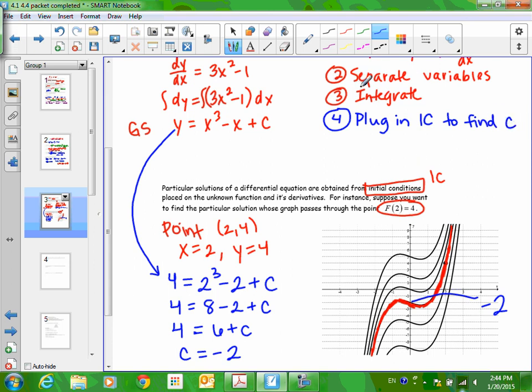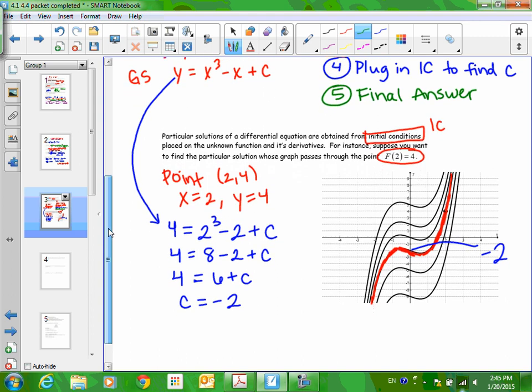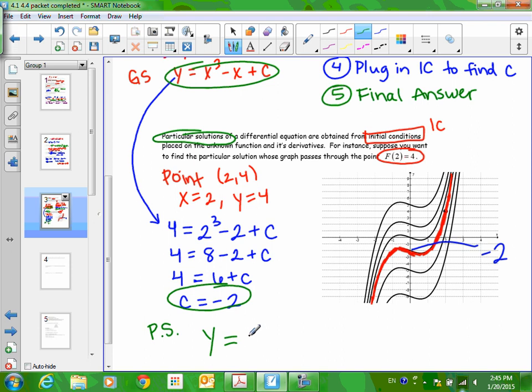And we're still not quite done. I'm going to even change to a different color here. My 5th step, I just want you to write final answer. I have not actually put everything together to write my final answer. Okay? I have my general solution. I have the C, but my final answer is going to be what we call a particular solution, which basically puts these two things together. So my final answer is y equals x cubed minus x, and then in place of plus c, I'm going to put minus 2. You could put plus negative, that would be totally fine.